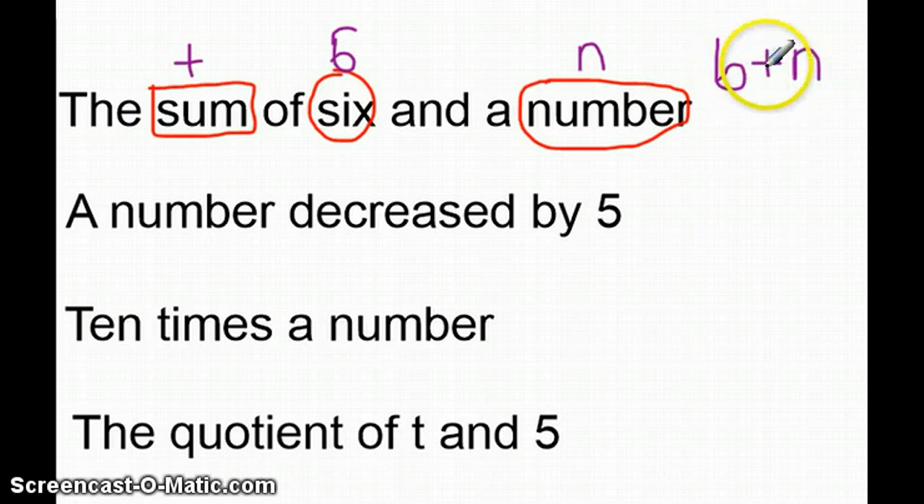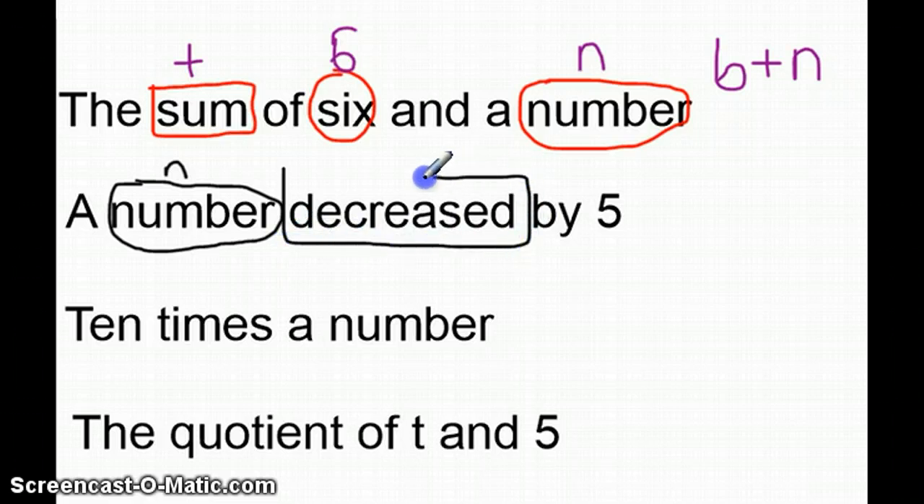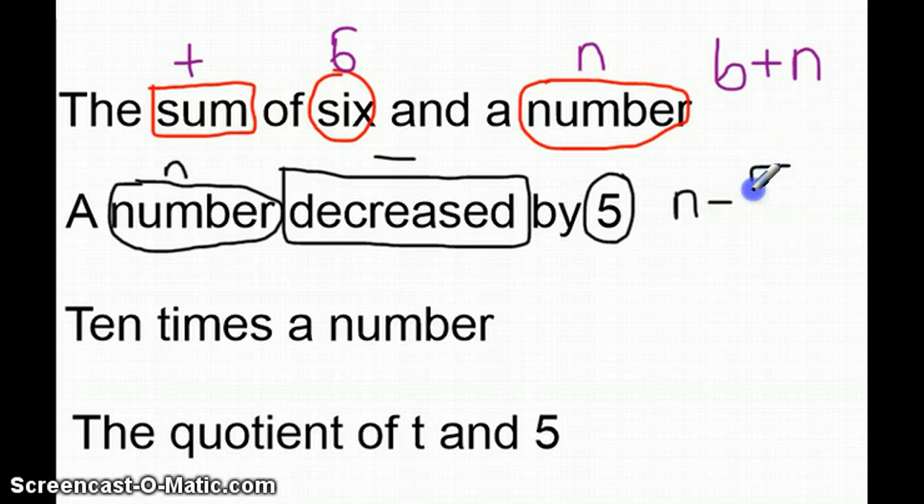We're adding 6 and n. Our answer is 6 plus n. Next, a number. A number is a number, so we're going to circle that and call that n. Decreased, we're going to box that in because that's one of our math action words, and it means subtraction, by 5. 5, again, is a number, so we're going to circle that. So our expression becomes n minus 5.